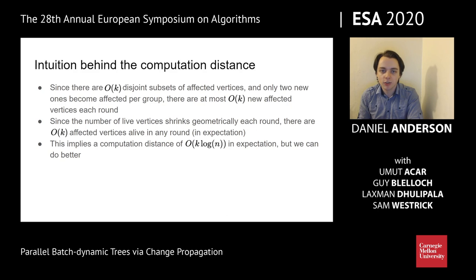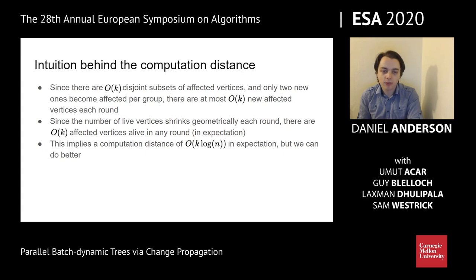So, since there are order k disjoint subsets of affected vertices that are growing, and only 2 new ones become affected per group in each round, we can conclude that there are at most order k new affected vertices in each round. Now we can go back to the Miller and Reif analysis, who showed that with high probability, the number of vertices shrinks geometrically in each round. Now, since we're adding order k new affected vertices in each round, this is essentially counteracted by the geometric shrinking, since this applies both to affected and unaffected vertices equally. So by adding order k new affected vertices each round, and then shrinking the total number of vertices affected and otherwise geometrically, the total number of affected vertices per round remains bounded by order k in expectation.